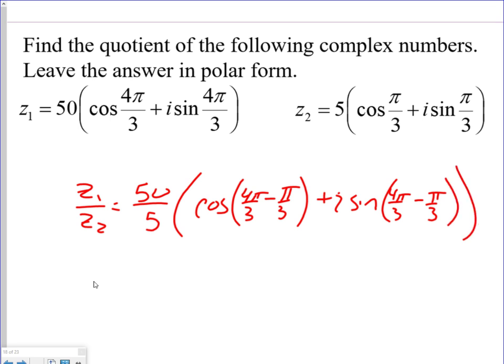Close. So it looks like we have 25. 10. No, I messed up. Sorry. So this should be cosine pi, because 4 minus 1 is 3, 3 over 3 is just 1. So we got cosine pi plus i sine pi. And it's minus inside because it's division.